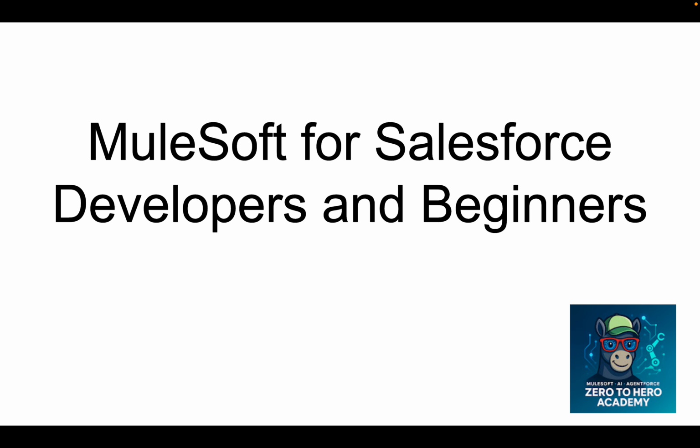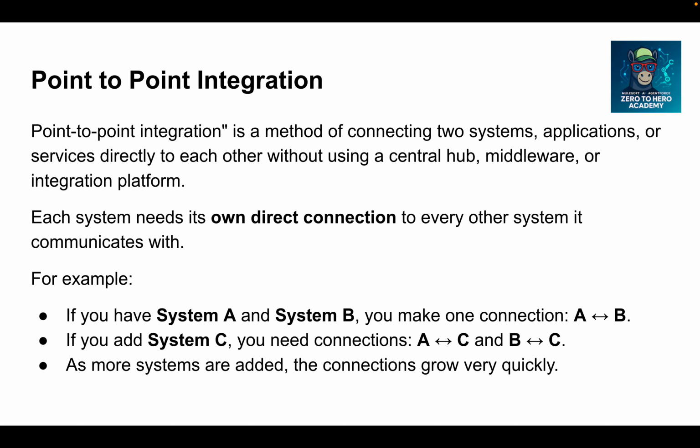In the previous video, we have seen what we are going to cover in this MuleSoft training. In this video, we are going to focus on point-to-point integration. So what is point-to-point integration? Point-to-point integration is a mechanism of connecting two or more system application services directly to each other without using any integration platform, middleware or central hub. Each system needs its own direct connection to every other system it communicates with.